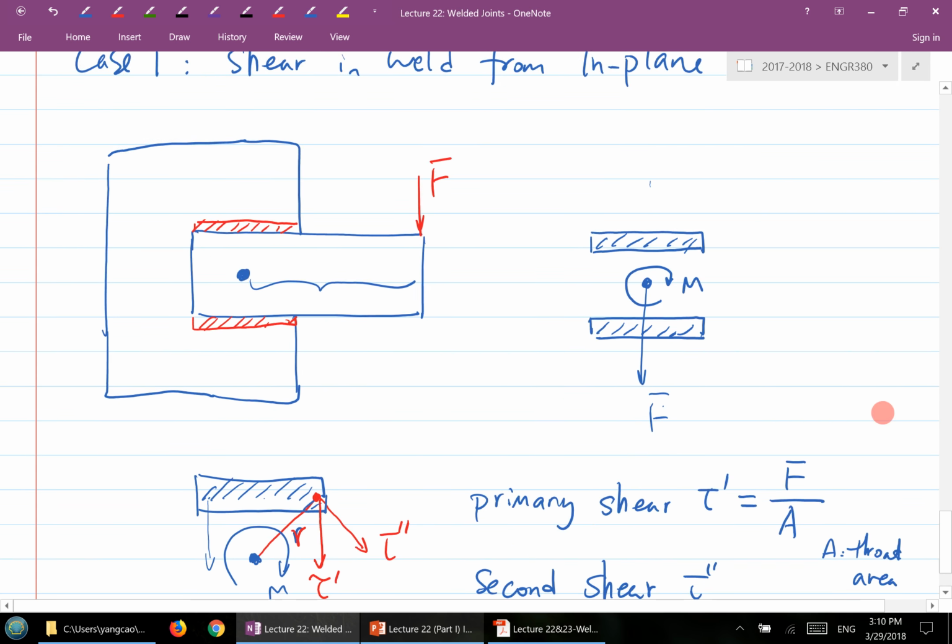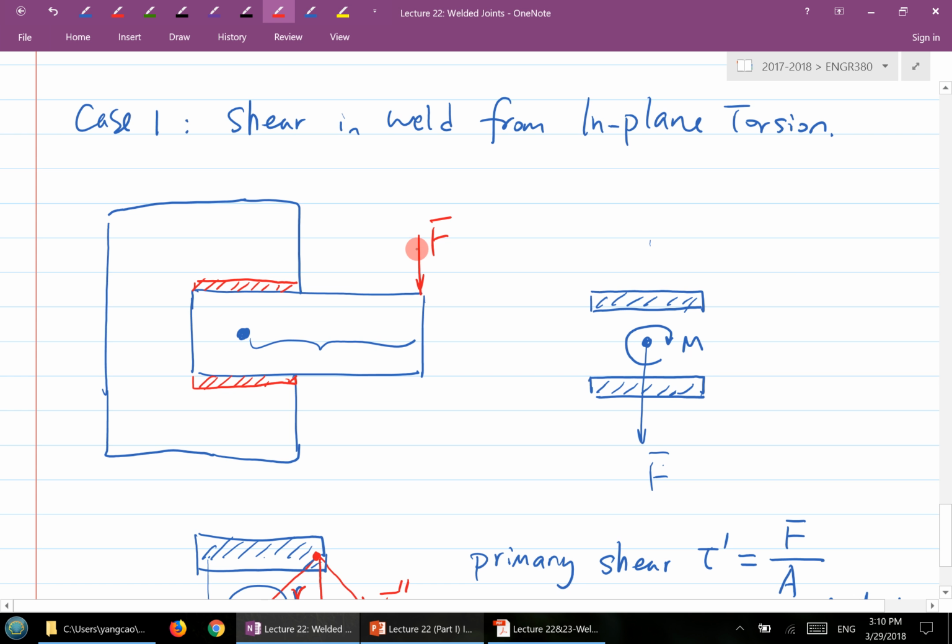Now, did you get the idea of in-plane? What does in-plane mean actually? Why am I calling it in-plane? You see that this is the weld group here, and this is the force here. What's the relationship between the F and the weld group? They are in the same plane. This is called in-plane. Next we're going to have a so-called out-of-plane, and you'll see the difference.